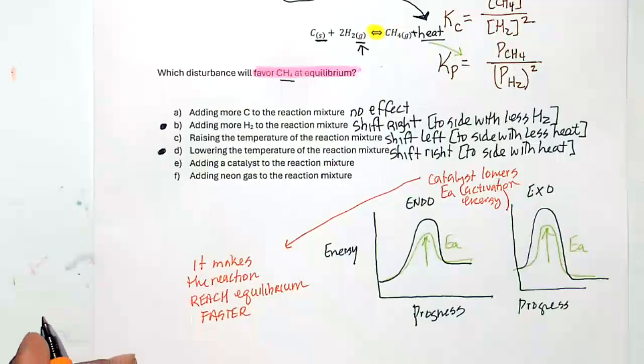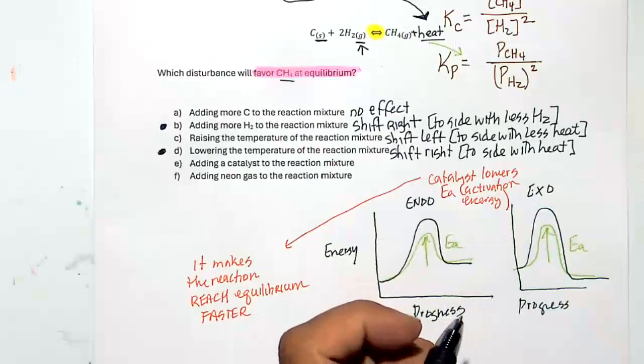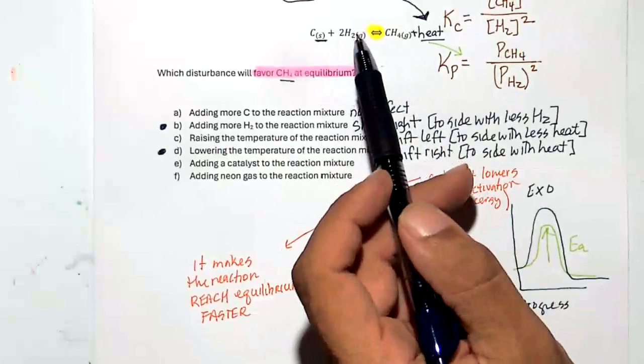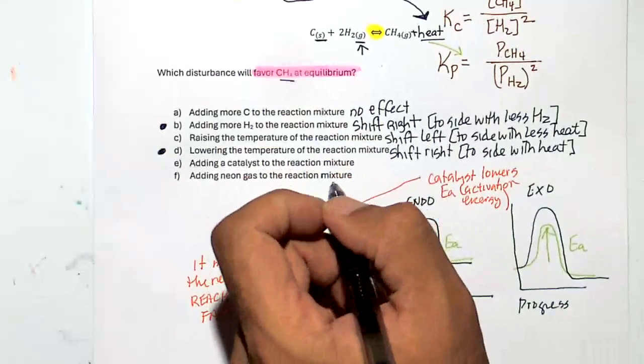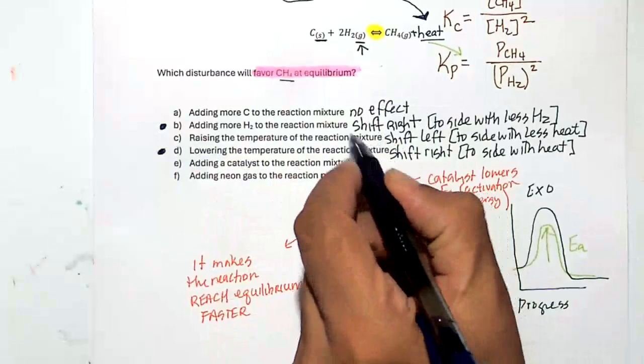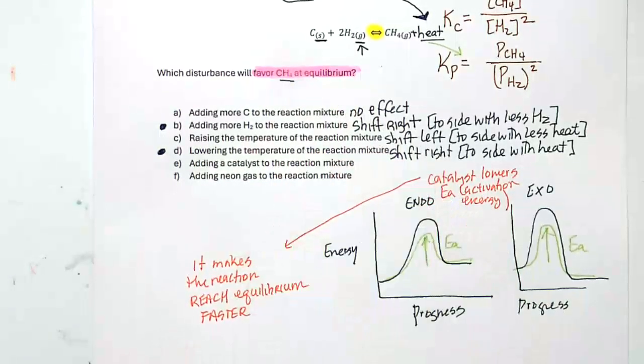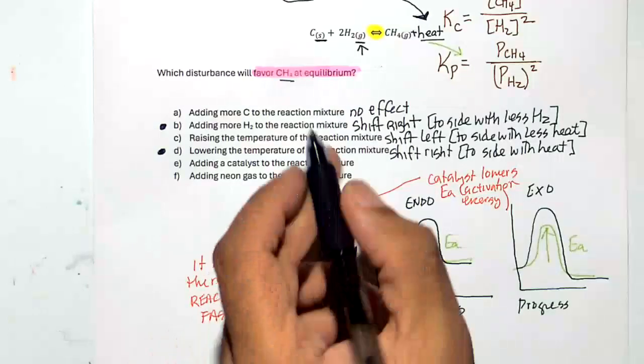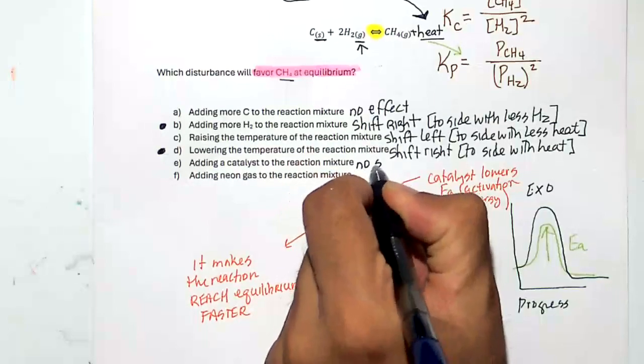Okay, faster. So if it makes the reaction go to equilibrium faster, is it really shifting anything left or right? Okay, a catalyst will do nothing to the equilibrium. It just makes it reach the equilibrium faster. So one thing you should know, maybe three things you should know about a catalyst. Number one, the answer to part E, a catalyst will do nothing to an equilibrium in terms of shifting it left or right. So the answer here is no shift.